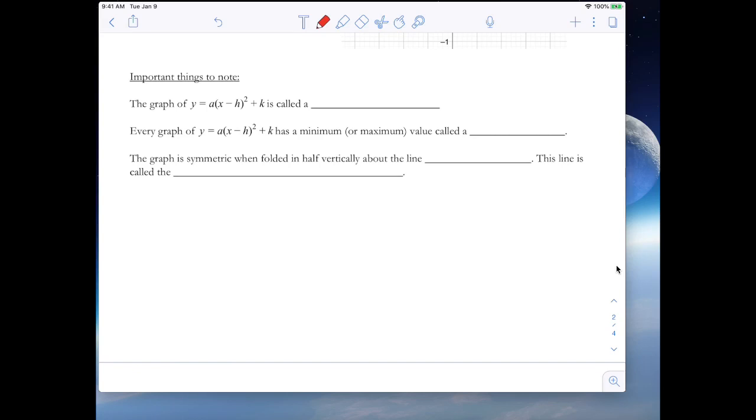Of y equals ax squared, that thing is called a parabola. Every graph has a minimum or maximum. We're going to talk about this next time. It's called a vertex, and we did talk about the idea of a vertex when we did lesson 3 on maximum and minimum values of things like ticket sales or t-shirt sales, right?